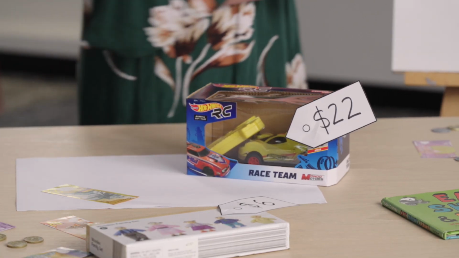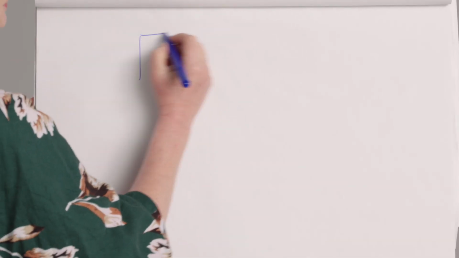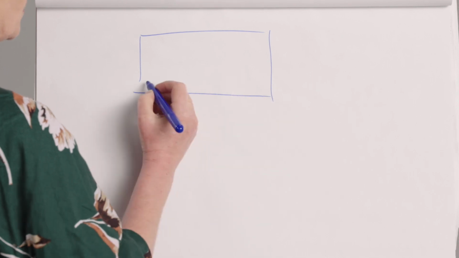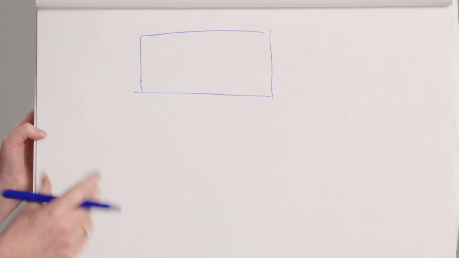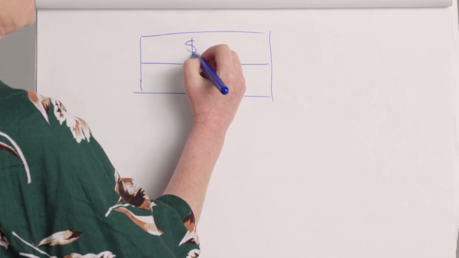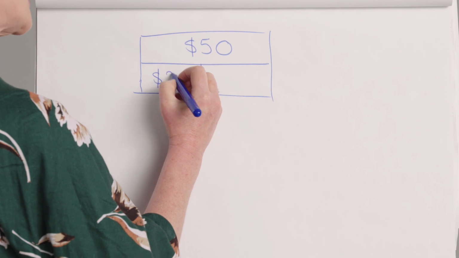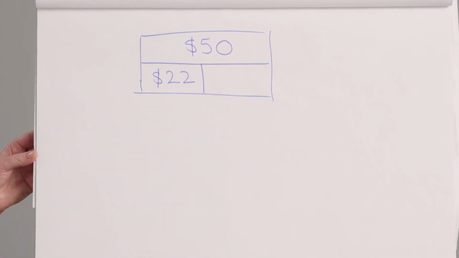All right. So the first thing I'm going to do is draw my bar model. This will help me scaffold my thinking or structure my thinking. So what happened? I went to the shops with $50. I bought something that cost $22. And I'm now trying to calculate the change that I should receive.